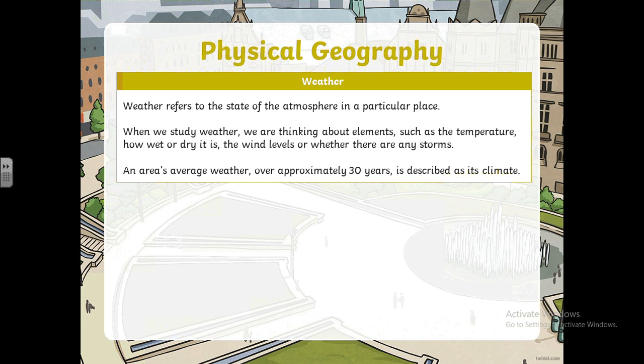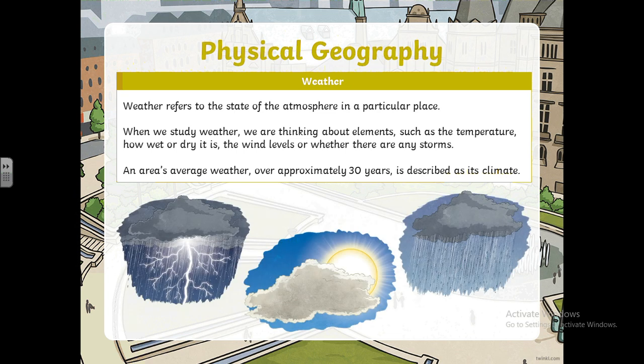When we study weather, we're thinking about elements such as the temperature, how wet or dry it is, the wind levels, or whether there are any storms. An area's average weather over approximately 30 years is described as its climate. So all words that you will have heard before: climate, temperature, weather. So weather is a form of physical geography.